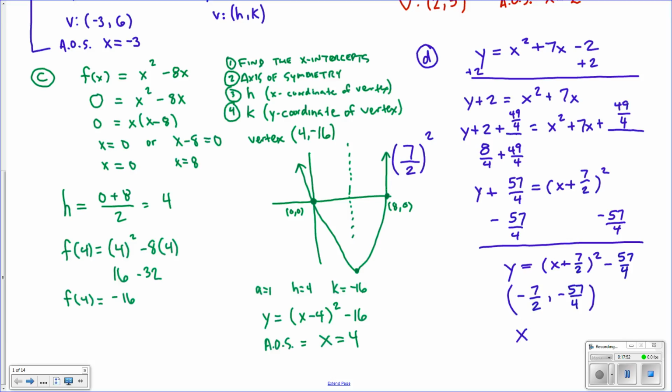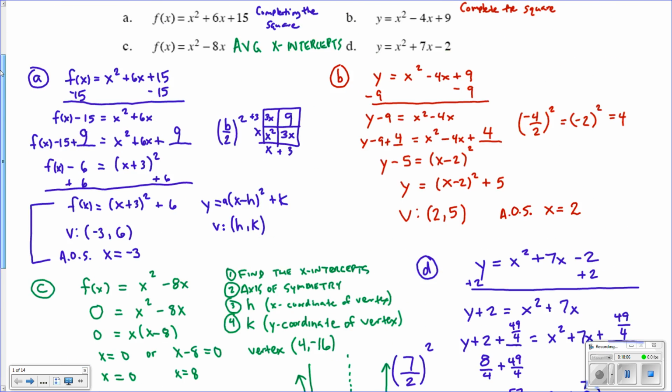And our axis of symmetry comes from that. x equals negative 7 halves, or negative 3.5. All right, that's it. That's problems A, B, C, and D from 2-50.